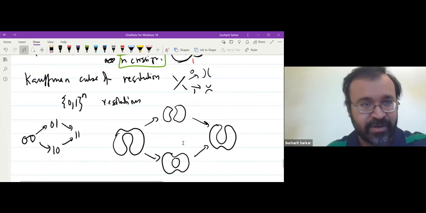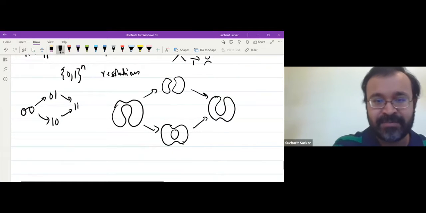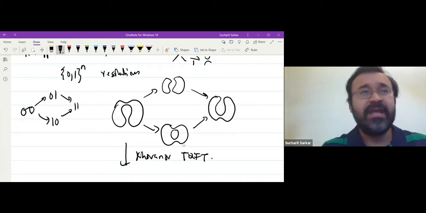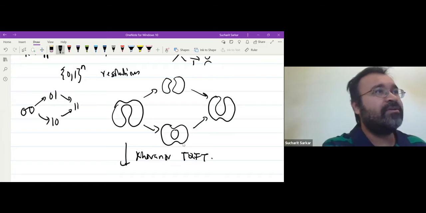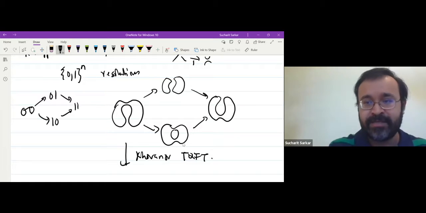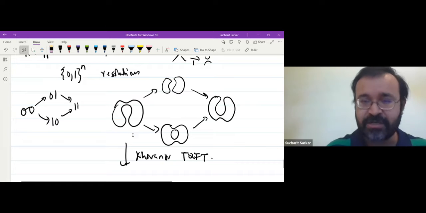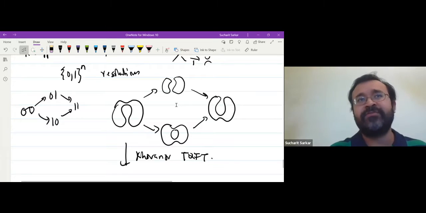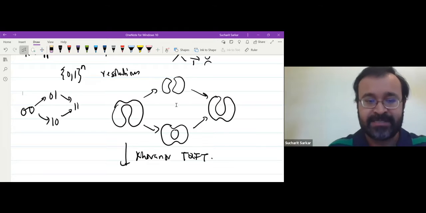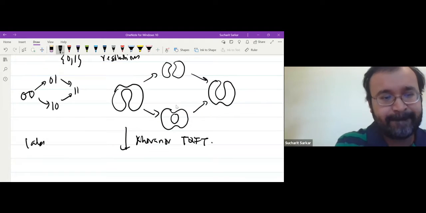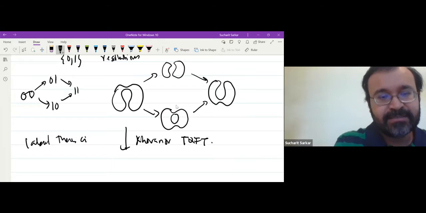Now what does Khovanov do? Khovanov applies a TQFT to this cube of resolutions. I'll explain what that means. I have a bunch of circles over the cube. He considers all possible ways of labeling these circles by 1s and x's.